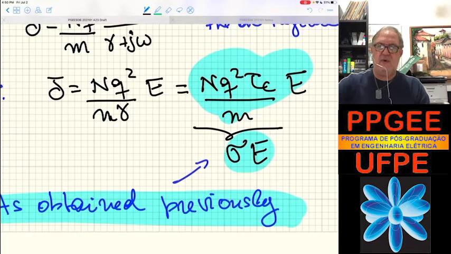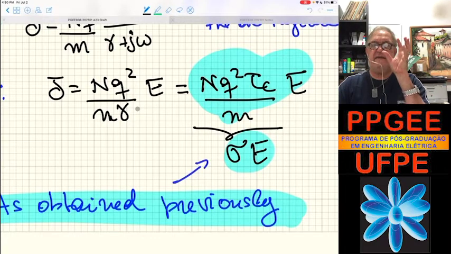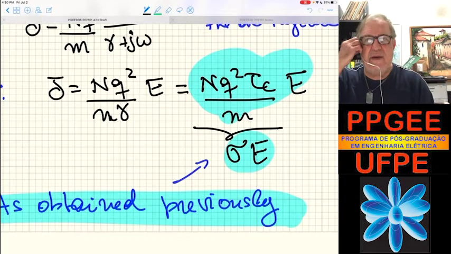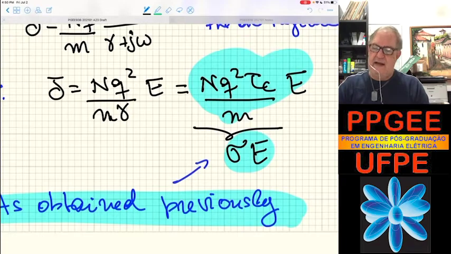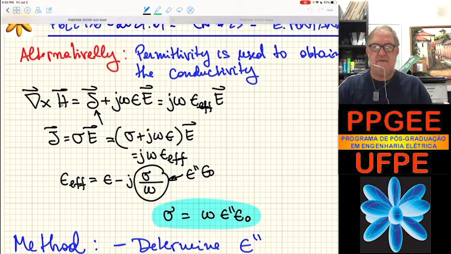We can also look into the imaginary part of the permittivity, and for instance, you can model conductivity by looking into the imaginary part of the permittivity. Let's see how that is done. Okay, go to Ampere's law, differential form. Curl of H equals, already in the phasor regime, J plus j omega epsilon E. So that's an effective permittivity, I can say that.